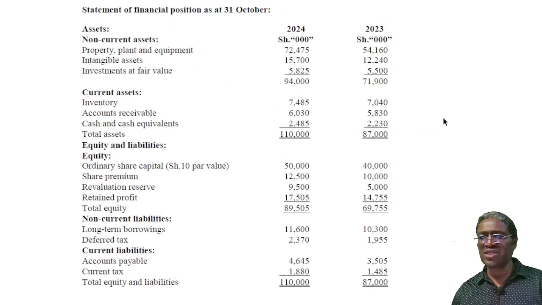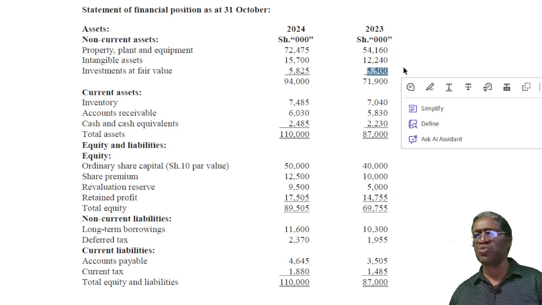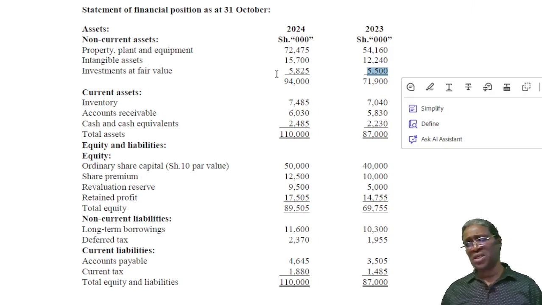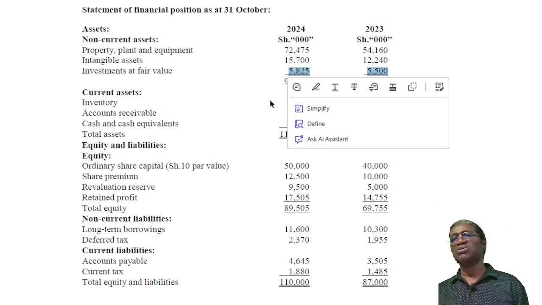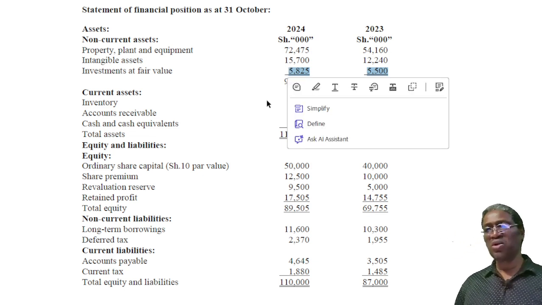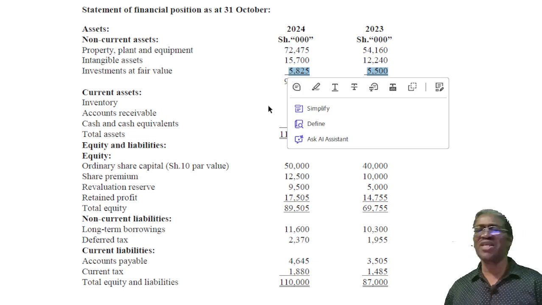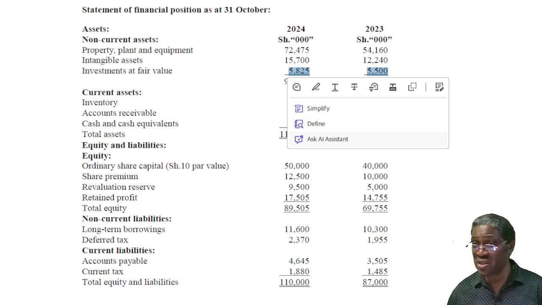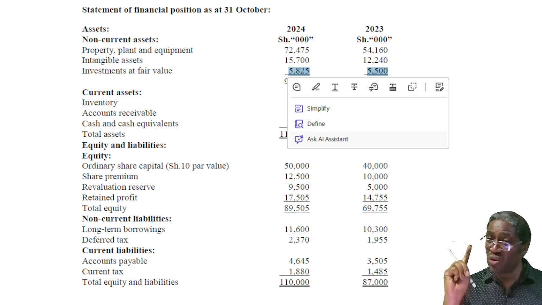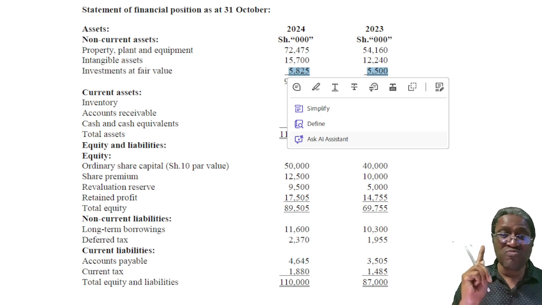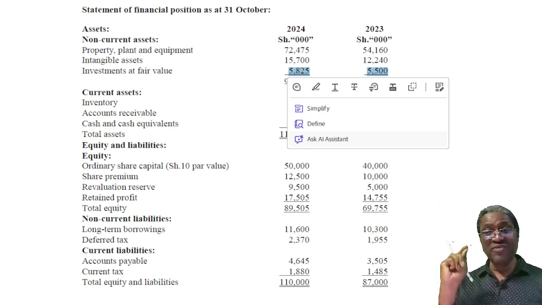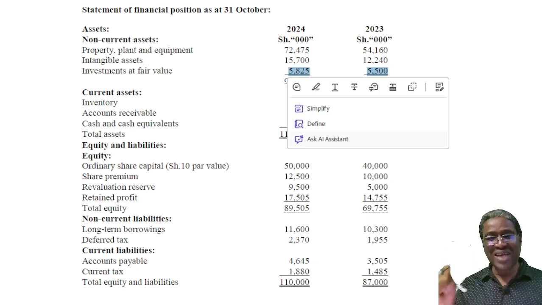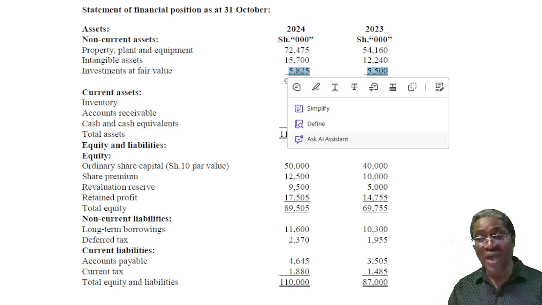From the balance sheet last year, you can see the investment was worth 5.5 million. This year, the investment has gone up to 5.8. So that tells me there was an increase in the value of the investment. But that increase did not occur because of buying more investment. Yes, the value of the investment has gone up, but that does not mean that we have acquired an investment.